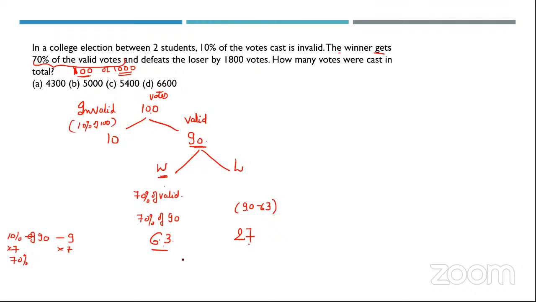Thank you, Saloni. Now, by how many votes is winner winning? Or winner is defeating loser by how many votes? It will be nothing but 63 minus 27. 36 votes. Did you understand so far?